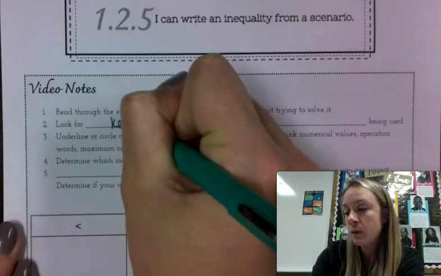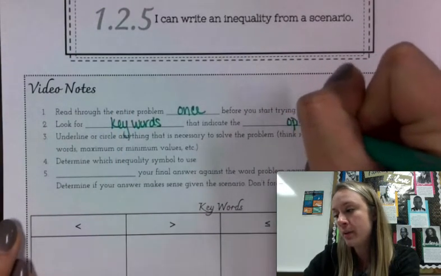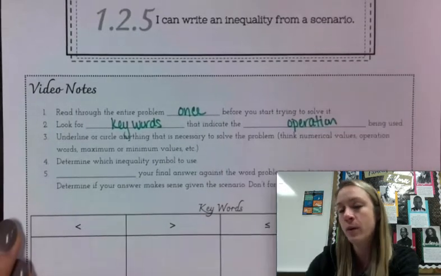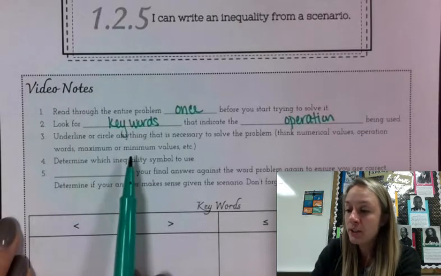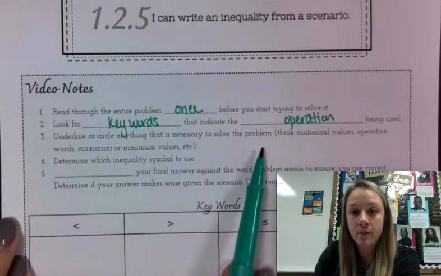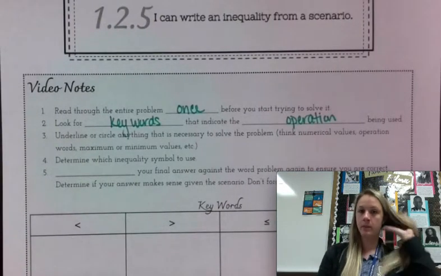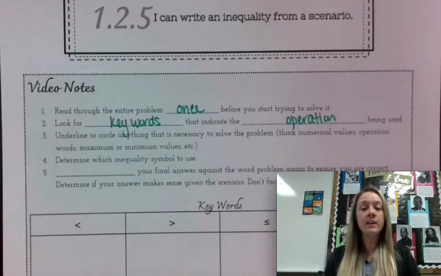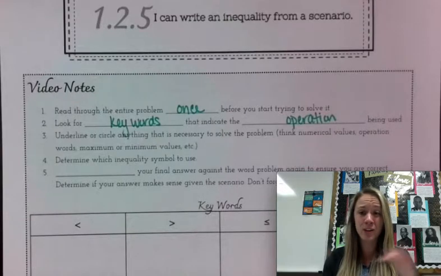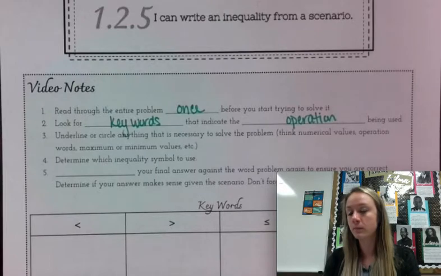We want to look for some key words or some clues that indicate the operation being used. So add, subtract, multiply, or divide. And we want to underline or circle anything that is necessary to solve the problem. So any numbers that are important, any operation words, maximum, minimum values, that sort of thing. That's going to help us. If you notice something that doesn't pertain to the problem, is extra information that we don't need, you can cross it out so that you don't get confused by it.